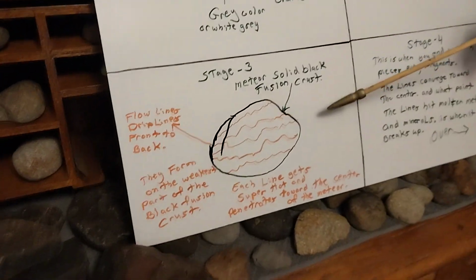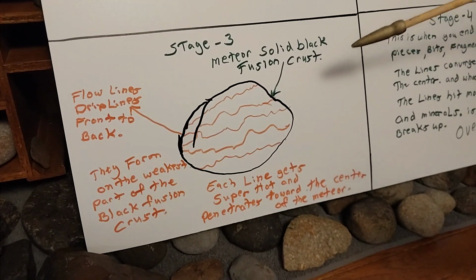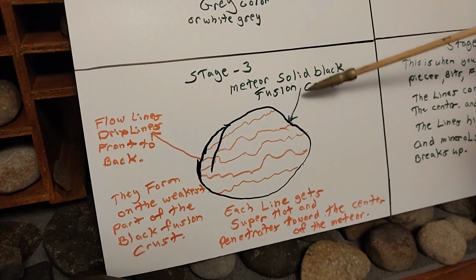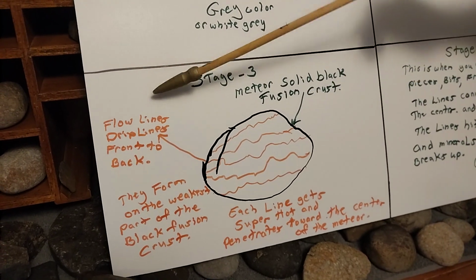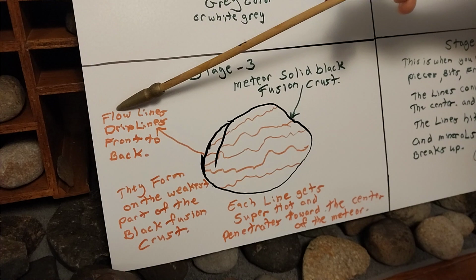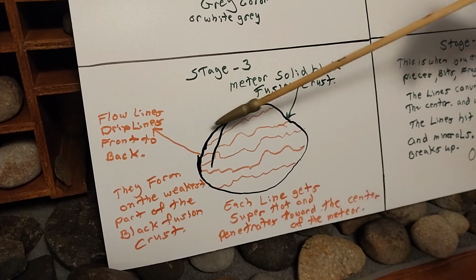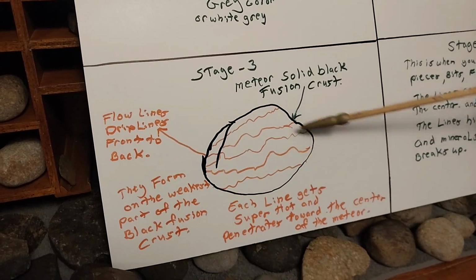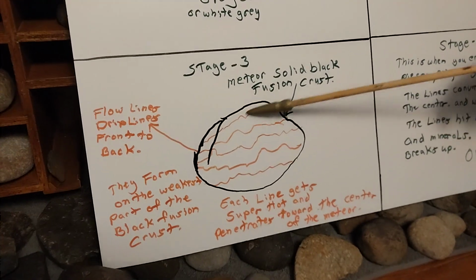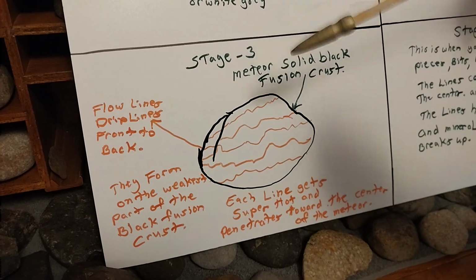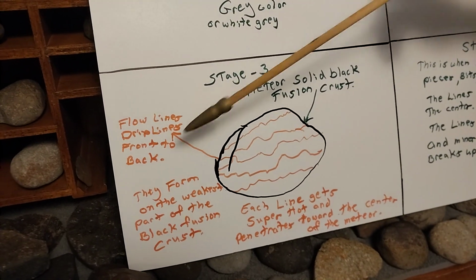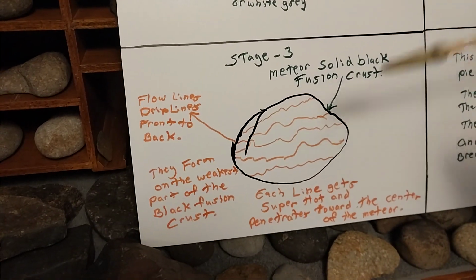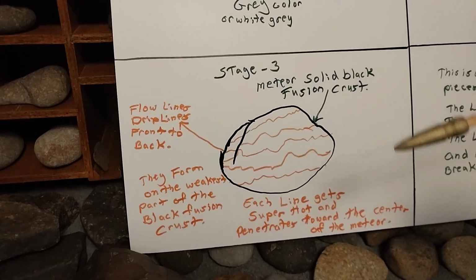Stage three, and I couldn't put it in all black fusion crust or you wouldn't be able to see the lines. Stage three is solid black fusion crust, and you have flow lines or drip lines that go from front to back, which are these wavy lines. All these different wavy lines go from front to back. They form on the weakest part of the black fusion crust.